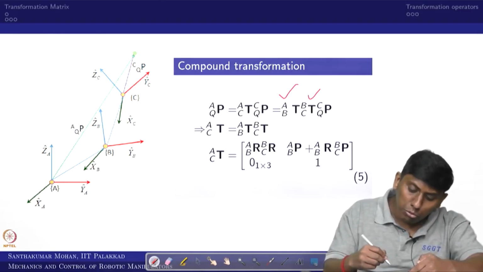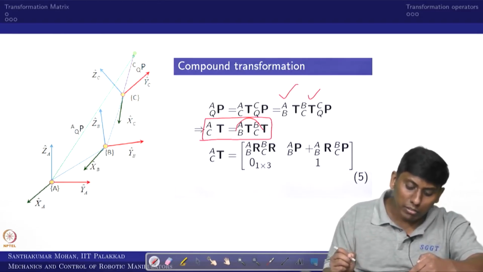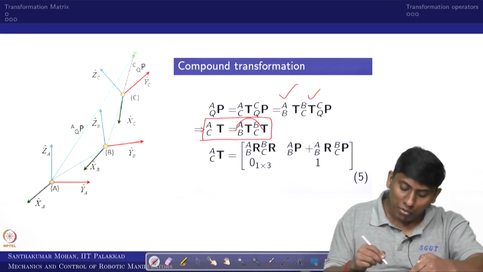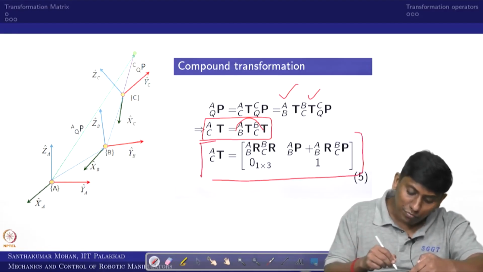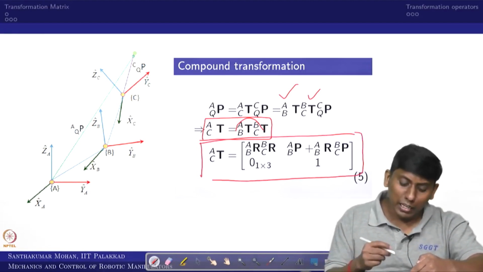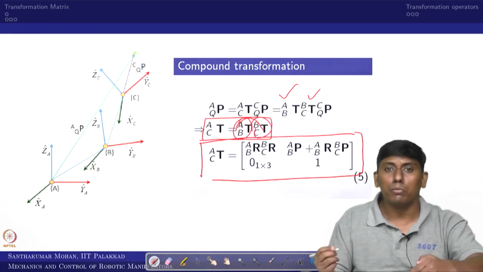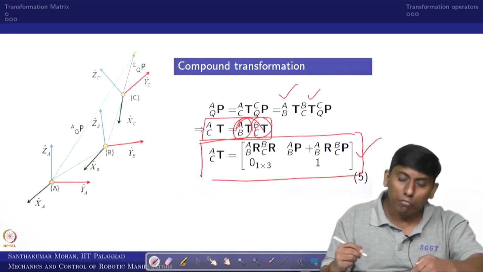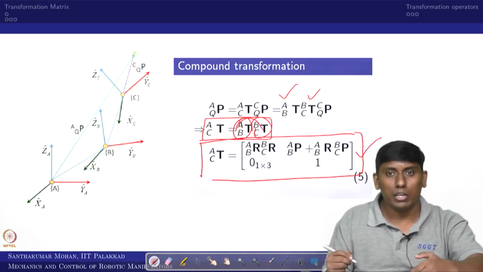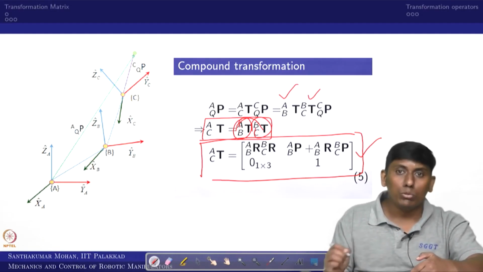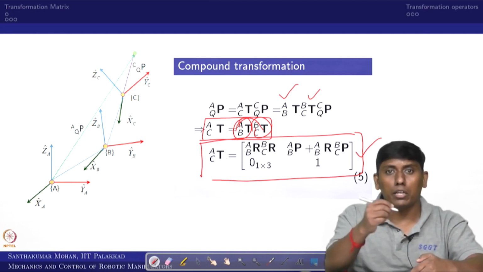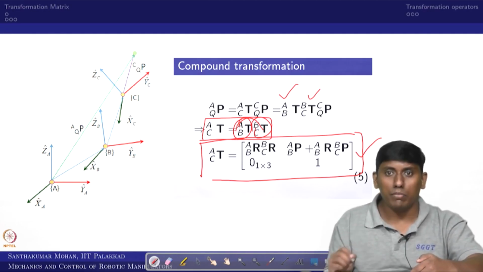Once we know these two, the transformation matrix of C with respect to A can be written in this way, and this is the final matrix. You can see that now it is easy, right? Once you know this box and this box, you just post multiply and you get it. So now this is the final matrix, you can actually get it. Now this can be used as a simple compound transformation tool. So that is what we have used.